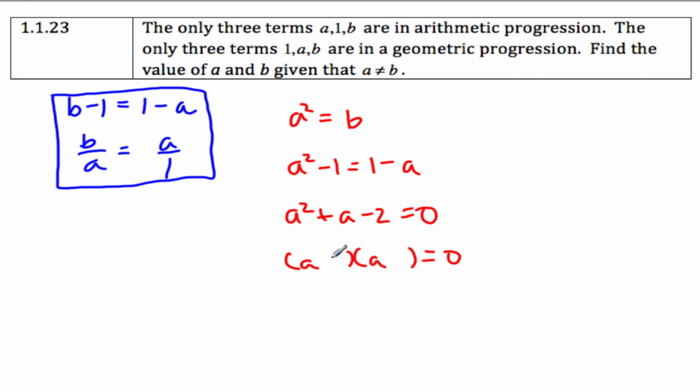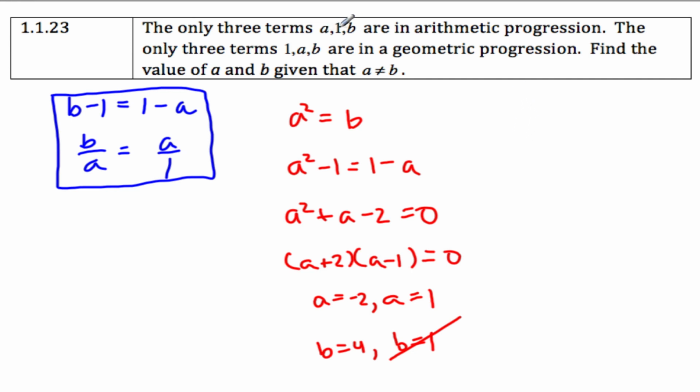Factors of 2 are 2 and 1, plus and minus. So we should have a equals negative 2, and also a is equal to 1. And now we can go back and find out what b was. If a squared is equal to b, that means b will either be 4 or b will be 1. And it says a is not equal to b, so we can cancel this one out because those would have been the same.